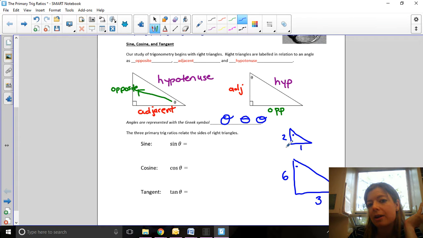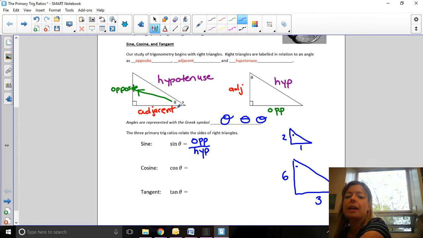Okay, so they came up with the names sine, cosine, and tangent. So the sine ratio of any theta is just the ratio of the opposite to the hypotenuse. Okay, so in this case, it would be whatever this side length is divided by whatever this side length is. That ratio stays the same for any given theta, regardless of the size of the triangle.